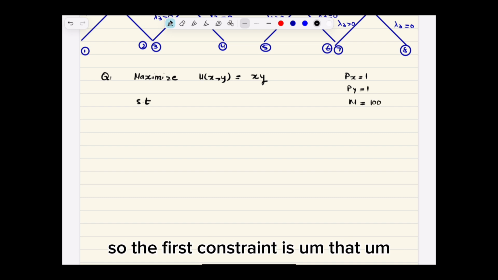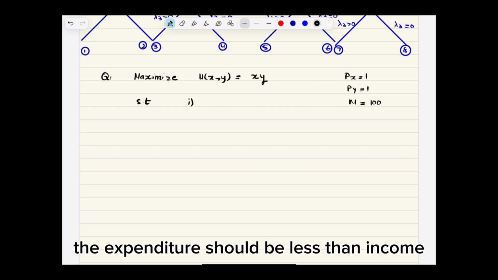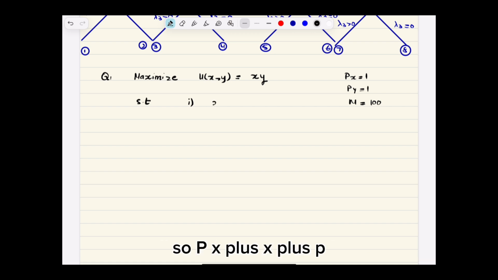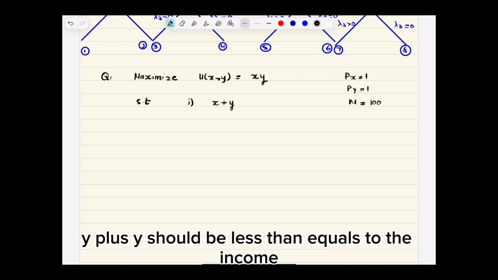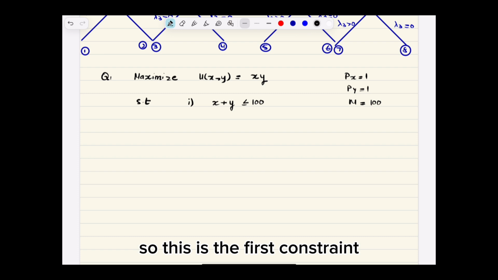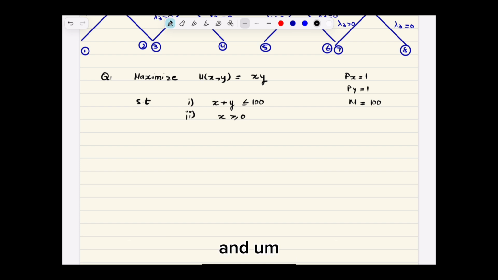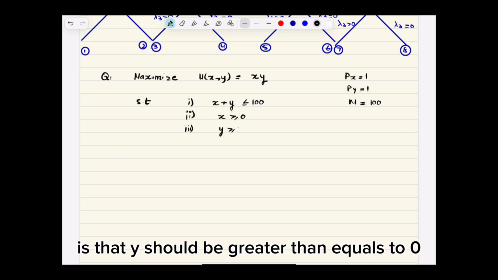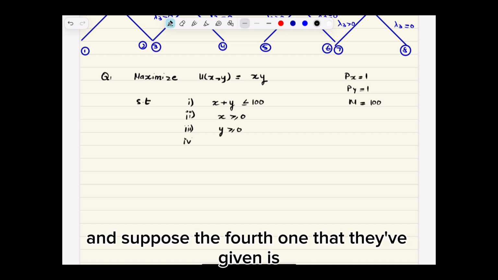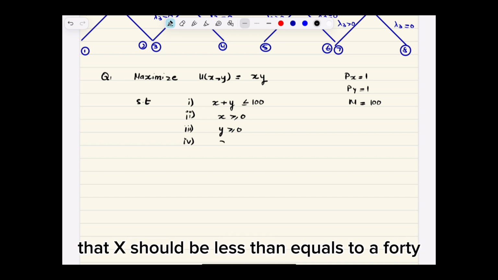So the first constraint is that the expenditure should be less than income. So px times x plus py times y should be less than or equal to the income. So this is the first constraint. The second constraint is that x needs to be greater than or equal to 0, and suppose the third constraint which is given is that y should be greater than or equal to 0, and suppose the fourth one that they've given is that x should be less than or equal to 40.